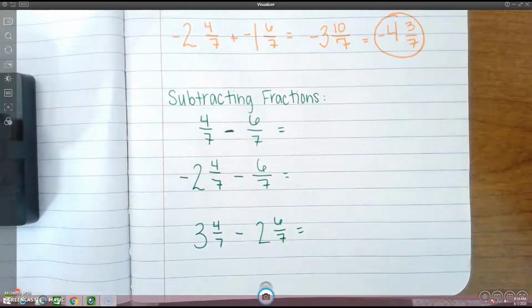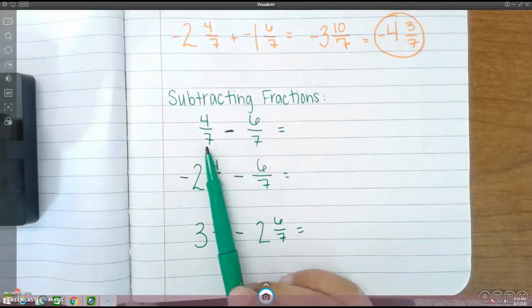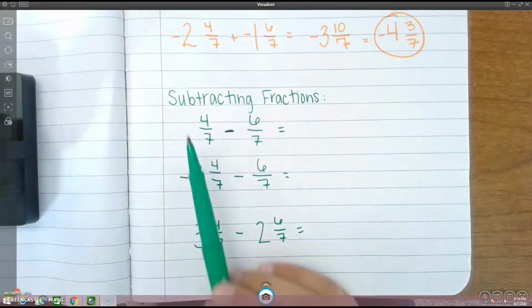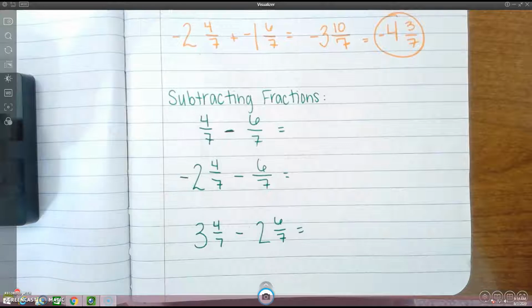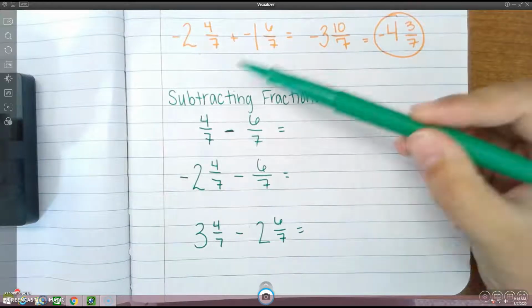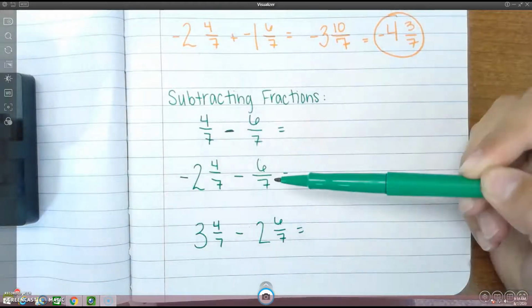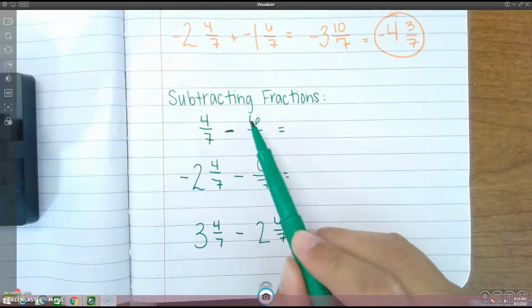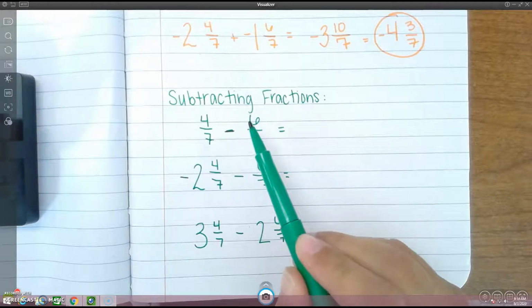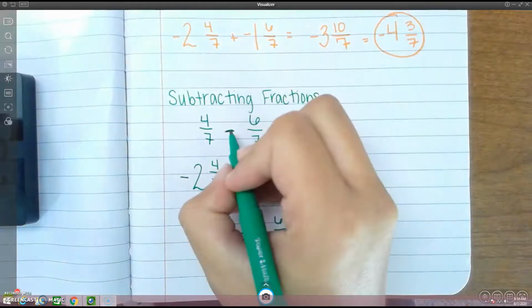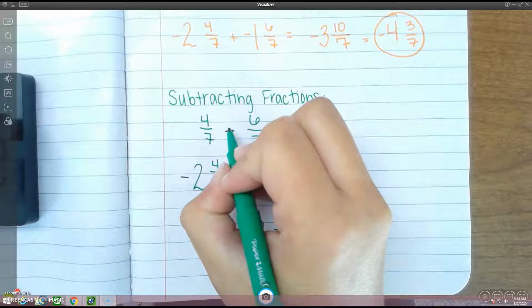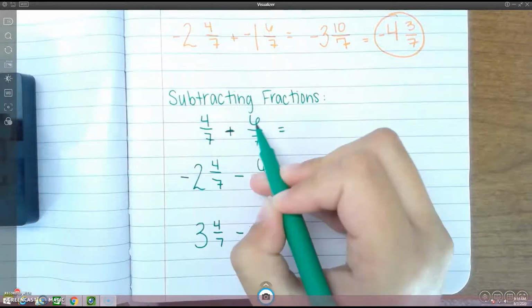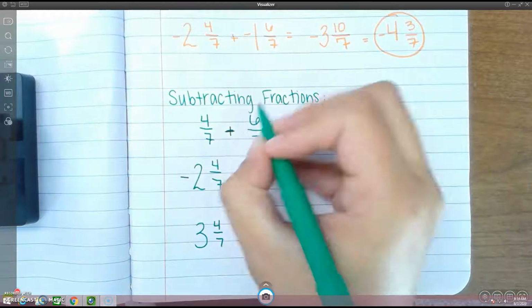Okay, now we are going to talk about subtracting fractions. So just like with adding, when you subtract fractions, your denominators will stay the same, and then you're just going to subtract like normal for your numerators. So here we're going to take 4/7 minus 6/7. So 4 minus 6, if I were to use my integer rules, I need to change subtraction to addition, and then I'm adding the opposite. So the opposite of a positive 6 is a negative 6.